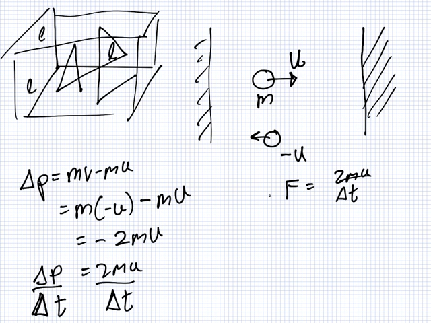Okay, continuing. So we have F equals that. But recently we had a formula that says pressure equals F over A. So what would F equal from this formula? PA. So now you have pressure times area equals 2mu over delta T. And if you're wondering what the area is, it's the wall. So that's L squared.